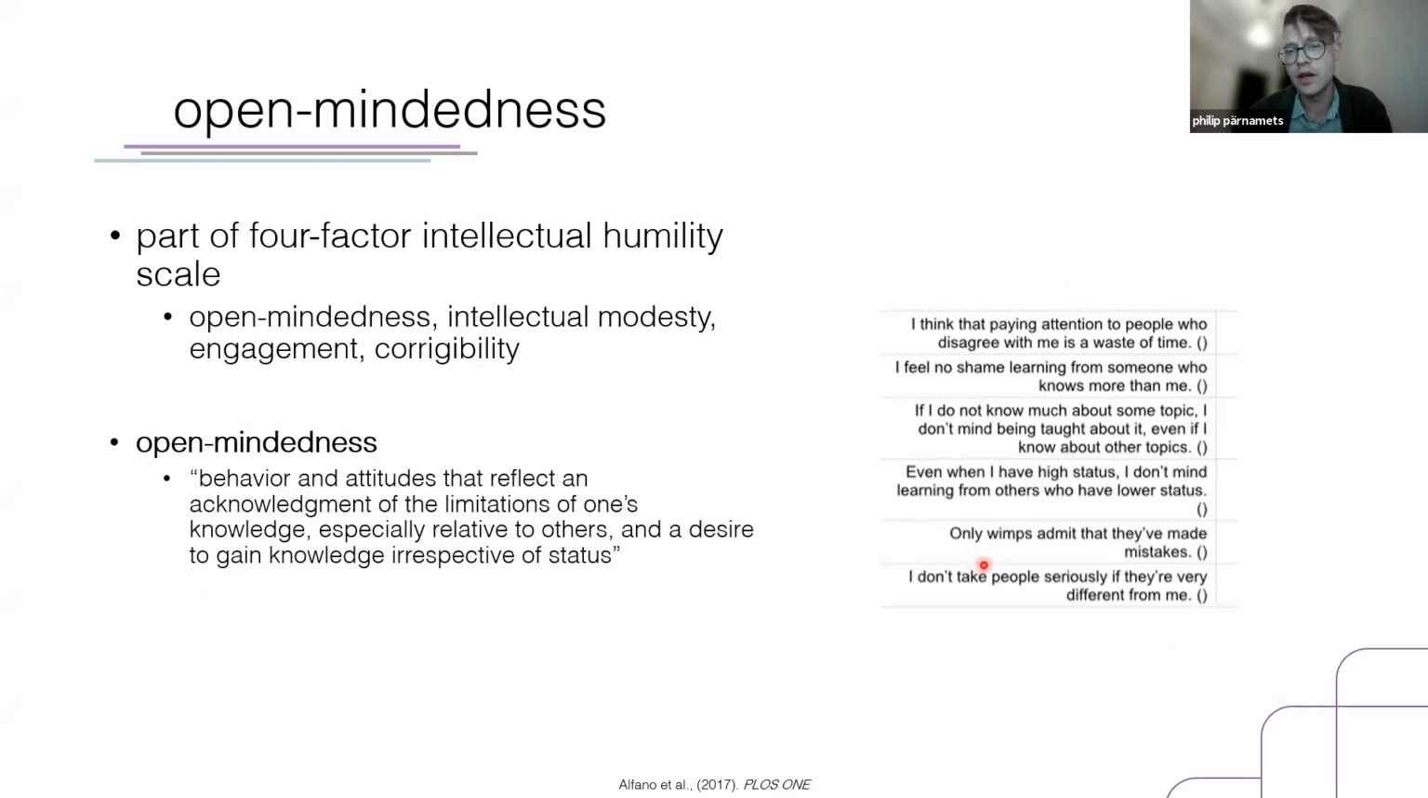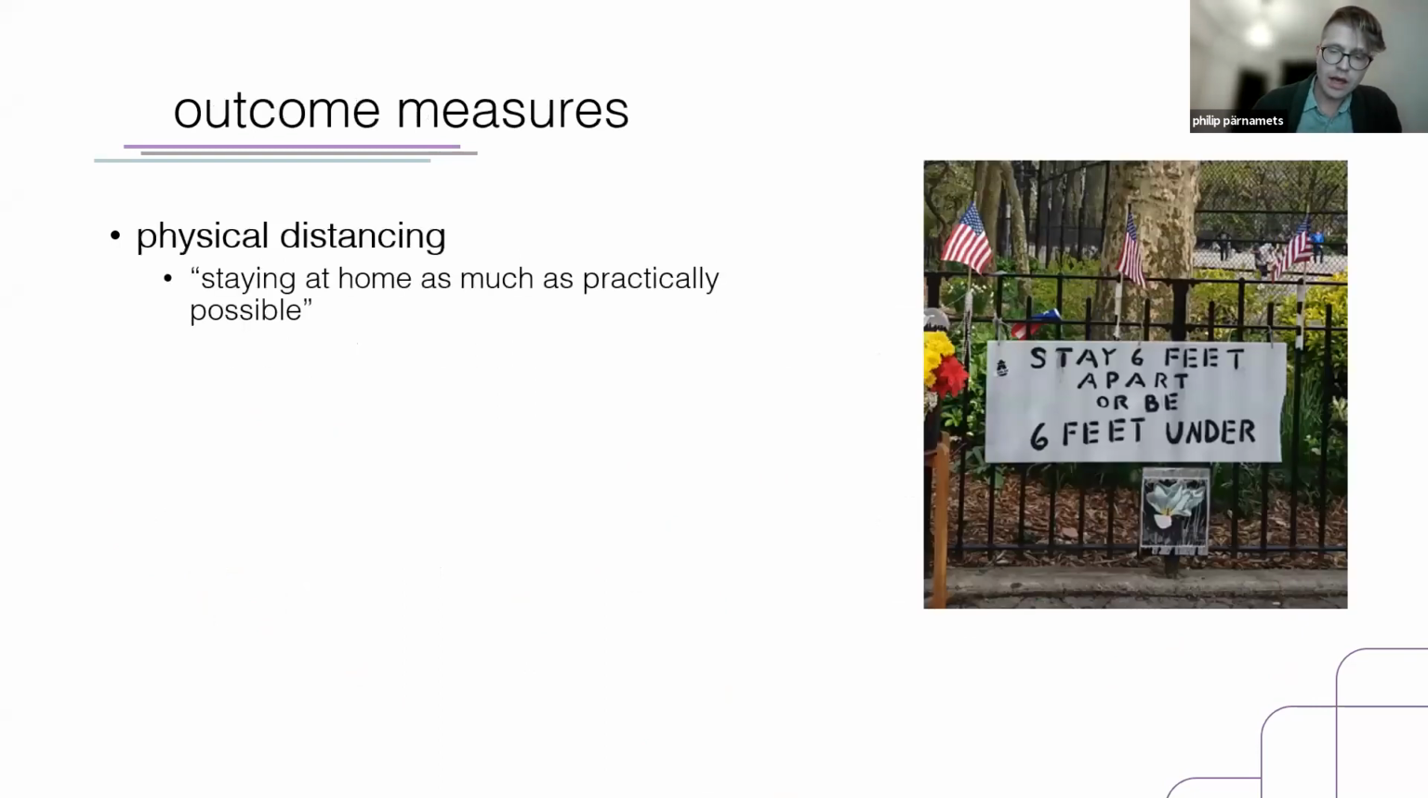So things like, when I have high status, I don't mind learning from others who have lower status. And in this battery of questions, there are also four important outcome measures that we'll be using throughout the results I'll be presenting for you. One was a 5-item measure of physical distancing, and these were measures such as staying at home, where participants were asked to assess to what extent they were currently doing this. So, are they staying at home as much as practically possible.